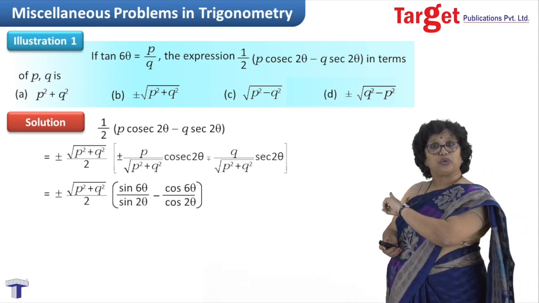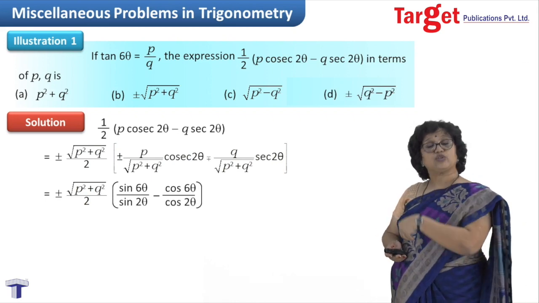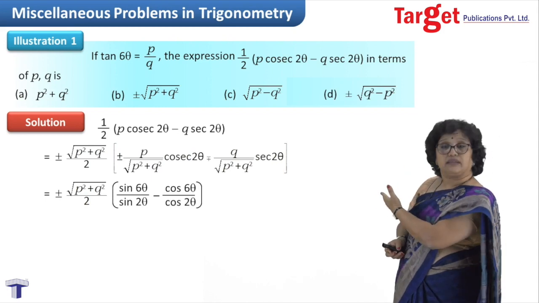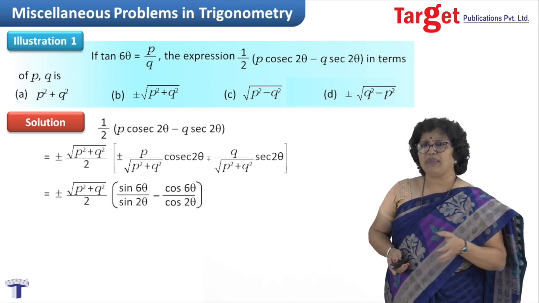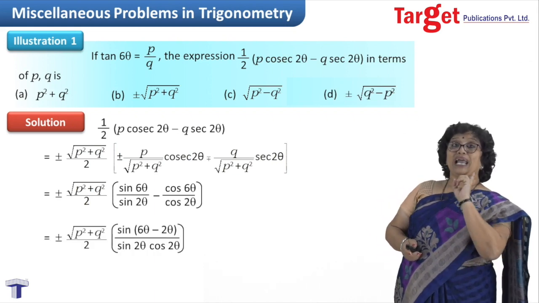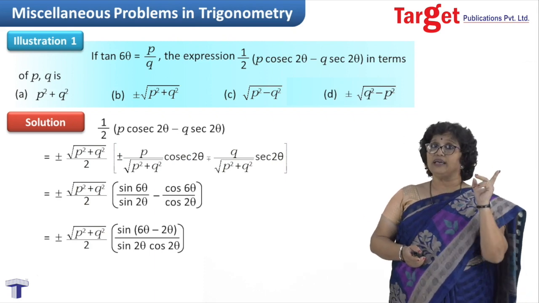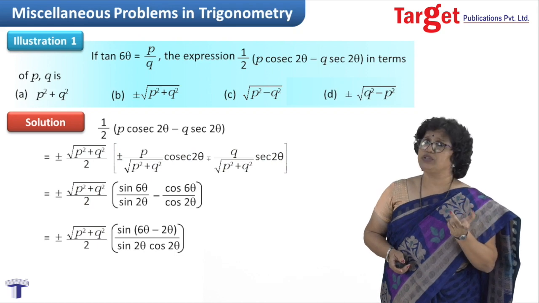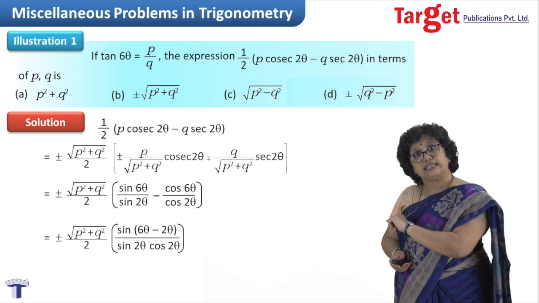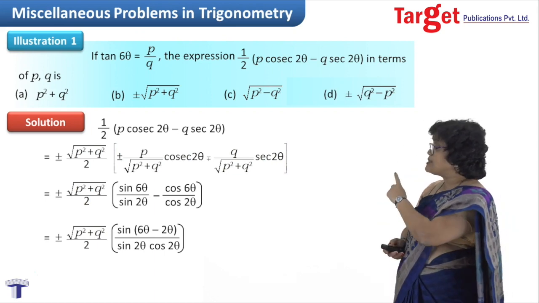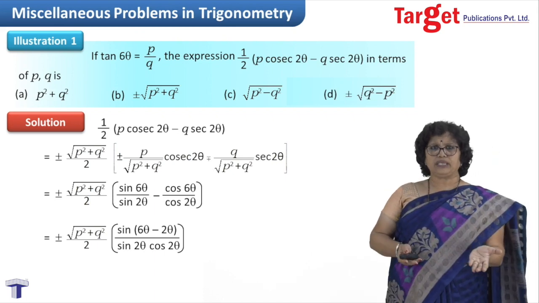Cosec 2 theta I am writing as 1 upon sine 2 theta. Q upon under root p square plus q square I write as cos 6 theta, and sec 2 theta I write as 1 upon cos 2 theta. Now just take the LCM and simplify further. You will have sine 6 theta cos 2 theta minus cos 6 theta sine 2 theta. Recall the formula: sine A cos B minus cos A sine B. Was it not sine A minus B? Yes. So with A as 6 theta and B as 2 theta, this becomes sine 6 theta minus 2 theta upon, and then the denominator sine 2 theta cos 2 theta.